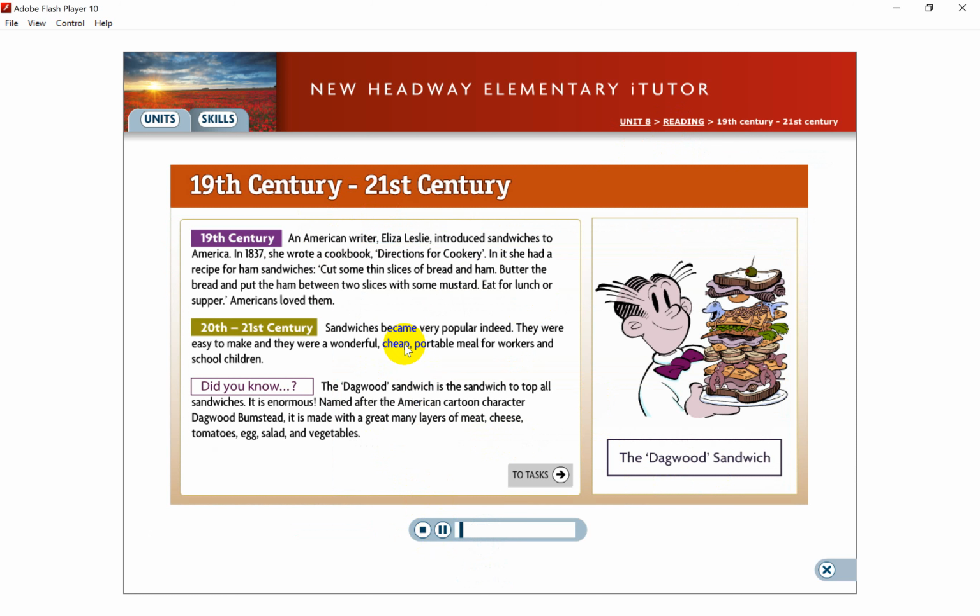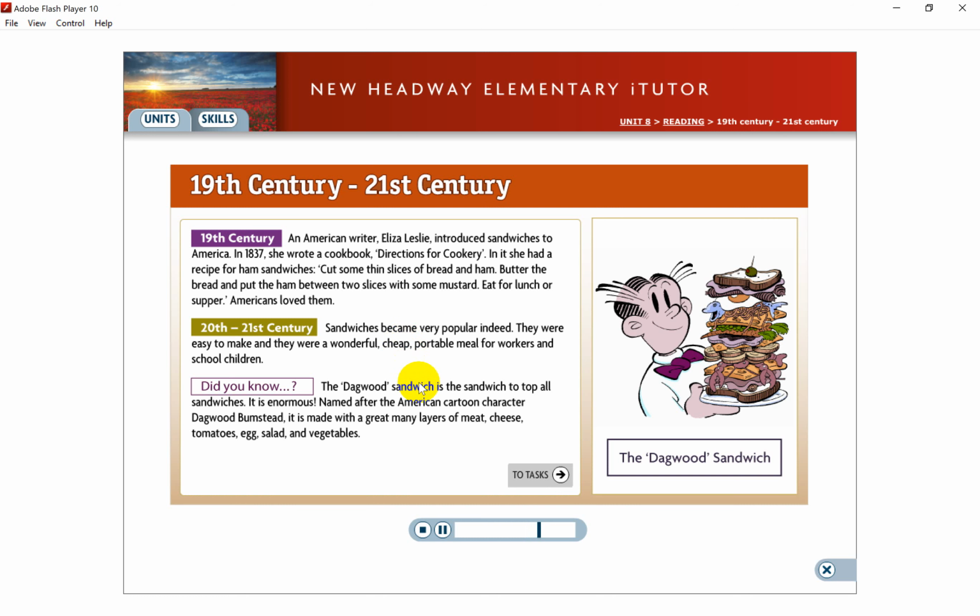19th century to the 21st century. The 19th century. An American writer, Eliza Leslie, introduced sandwiches to America. In 1837, she wrote a cookbook, Directions for Cookery. In it, she had a recipe for ham sandwiches. Cut some thin slices of bread and ham. Butter the bread and put the ham between two slices with some mustard. Eat for lunch or supper. Americans loved them. The 20th to the 21st century. Sandwiches became very popular indeed. They were easy to make, and they were a wonderful, cheap, portable meal for workers and school children.